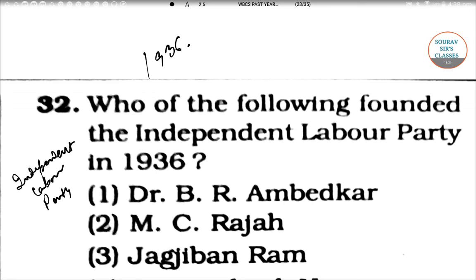Okay, so option 1 is correct. So we can write option 1 is correct. Let's move to next question.